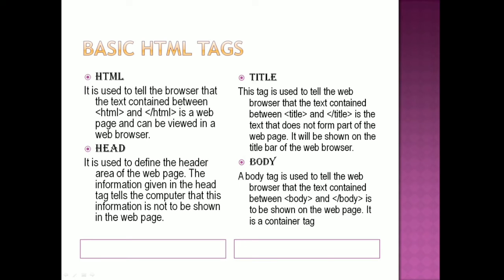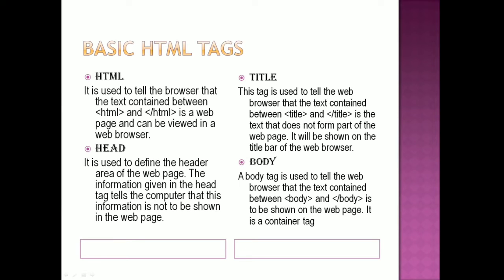Basically there are four basic tags in HTML, which are HTML, head, title and body. The HTML tag is used to tell the web browser that the text contained between the opening tag and closing tag of the HTML is a web page. So, the HTML tag is a container tag which has both opening tag and closing tag. So, whenever we are writing the code for HTML, we should begin with the opening tag of HTML and end with the closing tag of HTML.